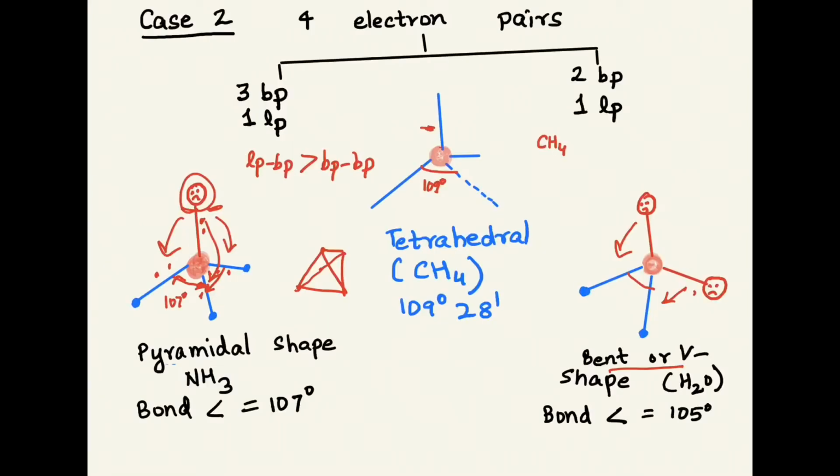Let us now see the entire scenario in its totality. We had the first case where we had only bond pairs of electrons. Now, in the chart that I am going to give you, I am going to write it as AB4, where A is the central atom and B are the bond pairs of electrons, like this. So this becomes my AB4.